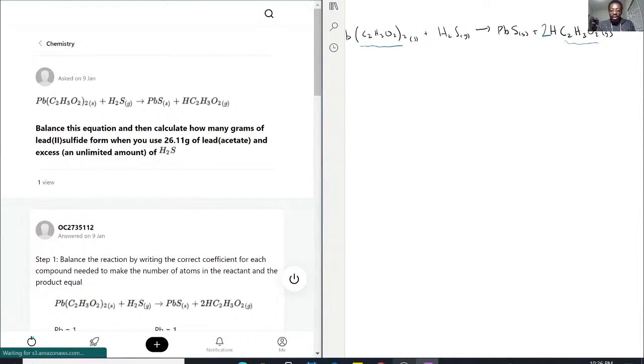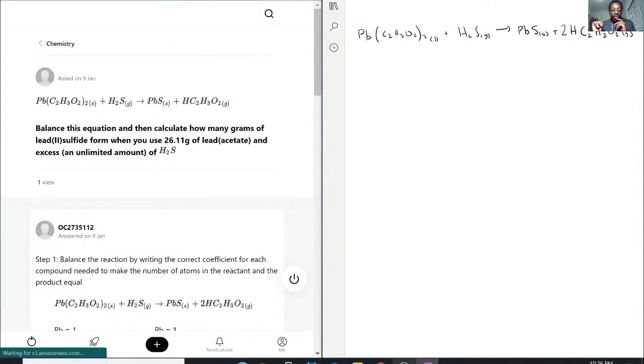Okay? And now, with that being said, you're probably wondering, what about the hydrogens? Funny enough, it actually balanced itself out because we had H2S. So just by adding the 2 here, we balanced out the whole equation. So we are actually done.